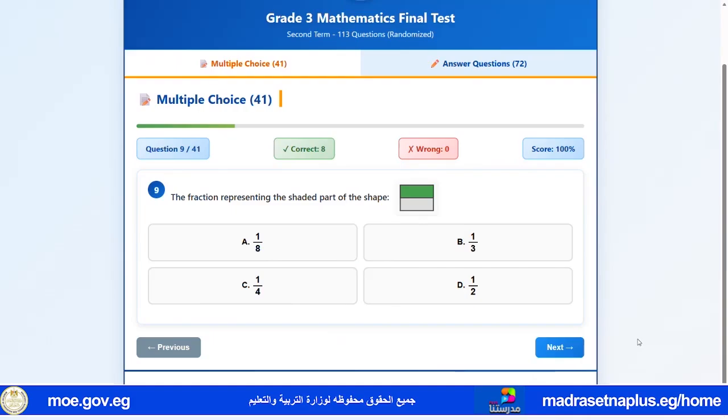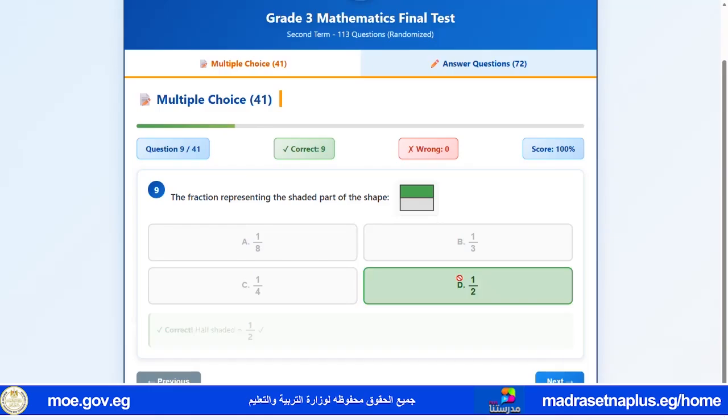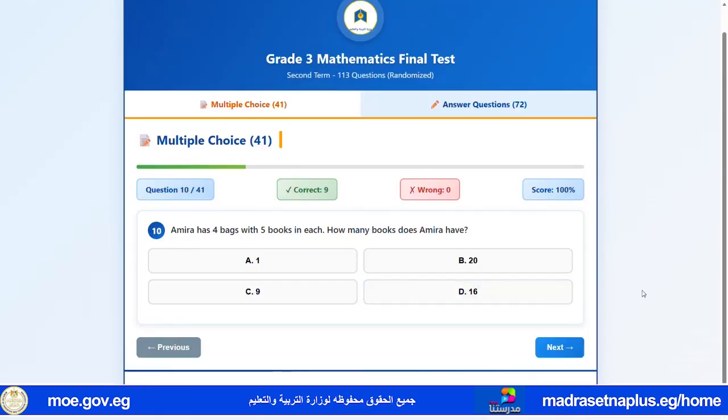Next, the fraction representing the shaded part of the shape. What is this? We have two parts. One of them is green. So 1 of 2 is green. That means what? That means 1/2.